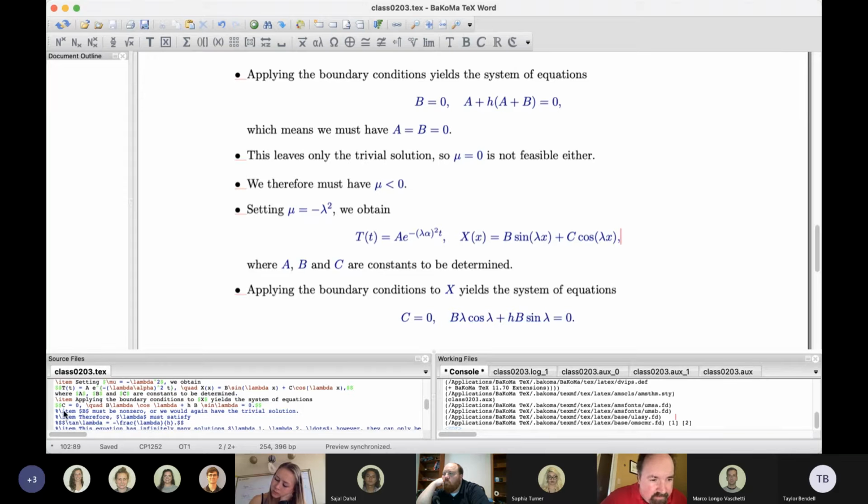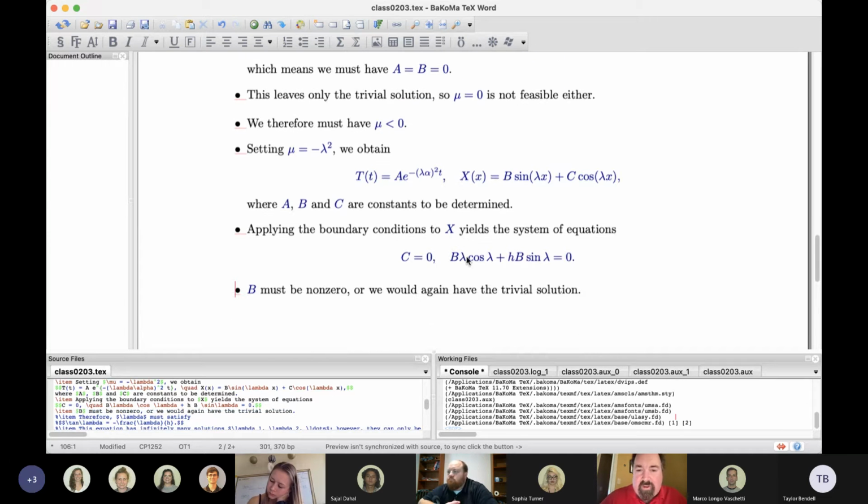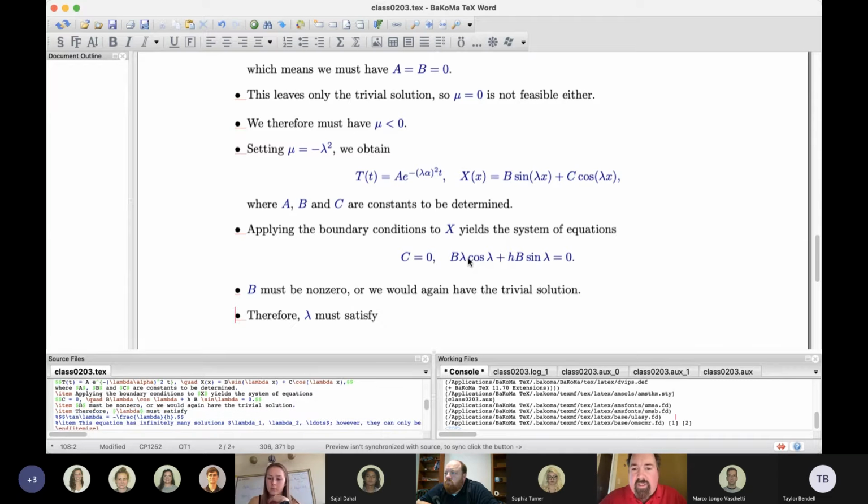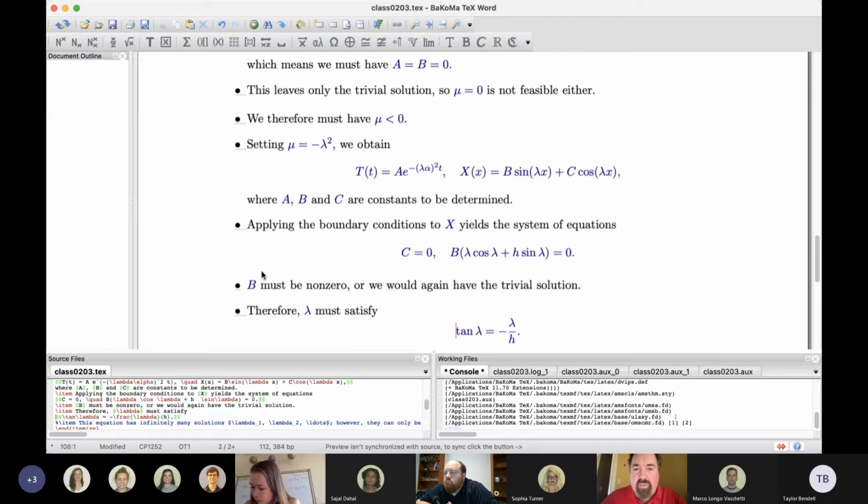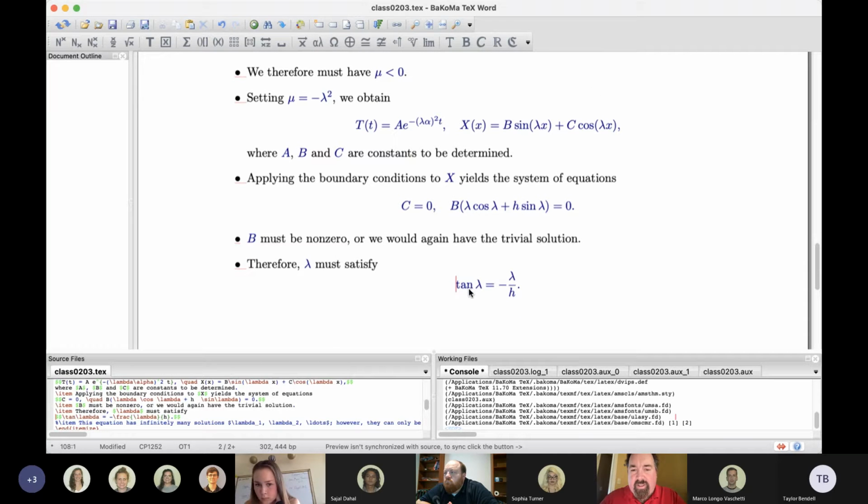So now, b has to be non-zero. Otherwise, we'd have a trivial solution. So that would mean that everything else, if I factor out b, in fact, I'll write it that way now, must be 0. So what I can do is rearrange that, and I get this relationship, that the tangent of lambda must be equal to minus lambda over h.